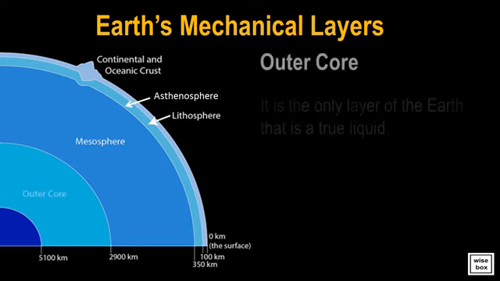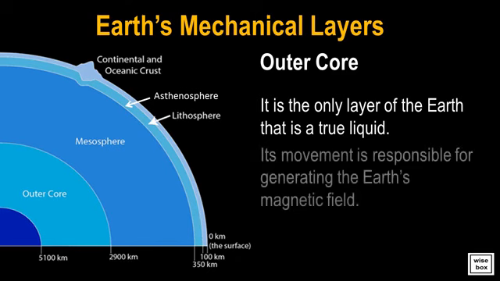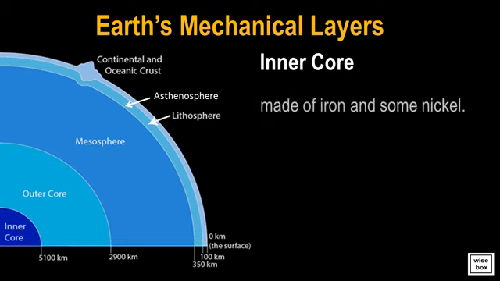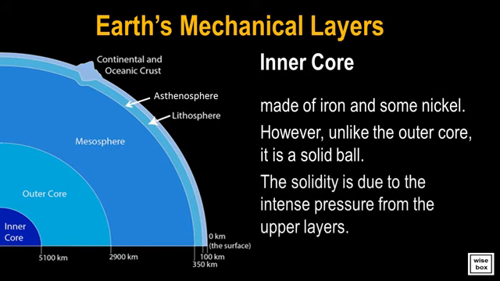The outer core is the only layer of the Earth that is a true liquid. Furthermore, its movement is responsible for generating the Earth's magnetic field. The inner core is made of iron and some nickel. However, unlike the outer core, it is a solid ball. The solidity is due to the intense pressure from the upper layers.